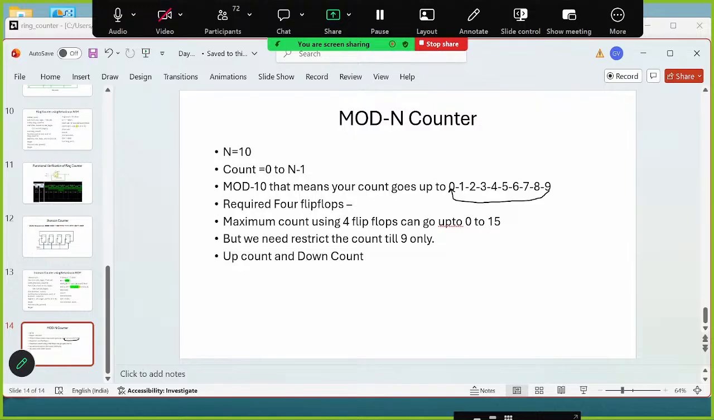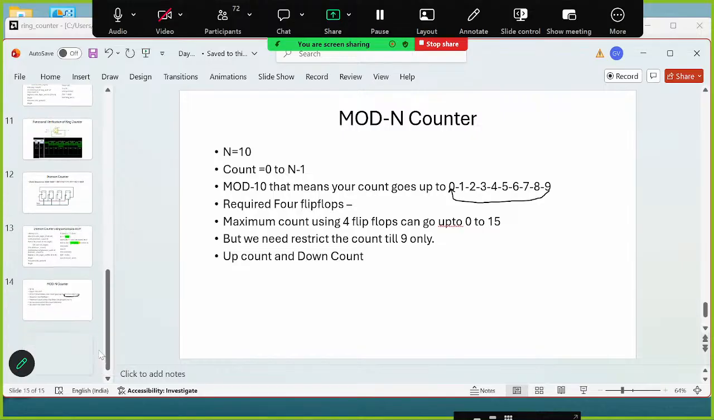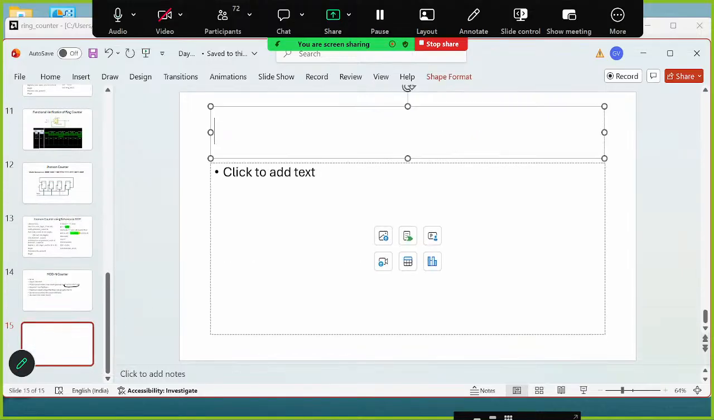Okay, so let us take an example of a mode 10 counter and how we can design that. Mode 10 counter is also sometimes termed as a decade counter.